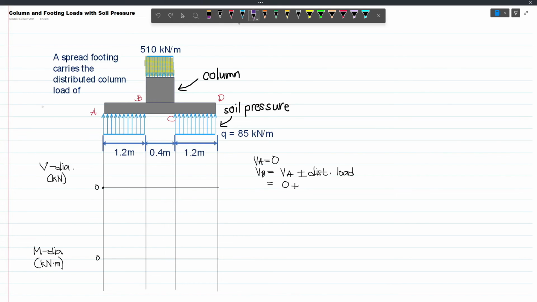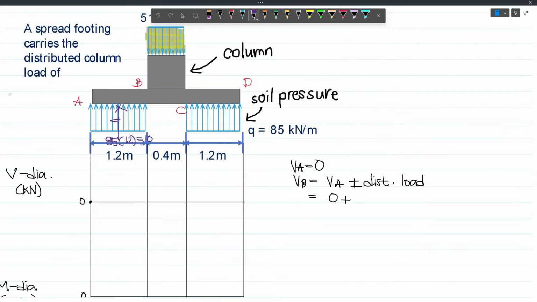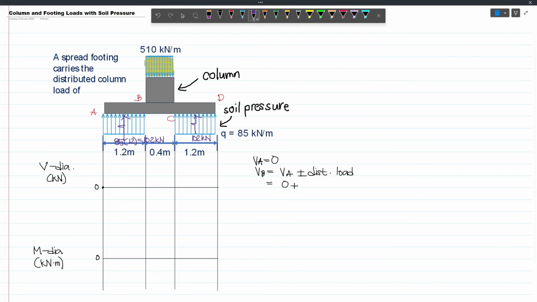That resultant is 85 kN per m, so this will have a resultant of 85 times 1.2, which gives us 102. Since this is symmetrical with this one, we can also say that this is 102. Let's also solve the resultant of this one. This will be 510 times 0.4, which gives us 204 kN. From here, we add 102, and so our shear at B will become 102.